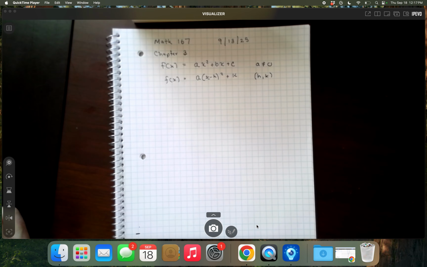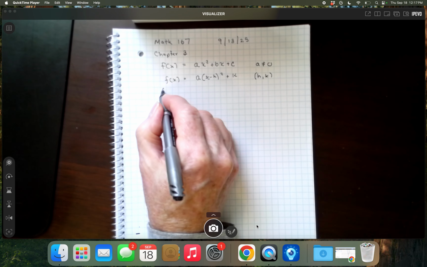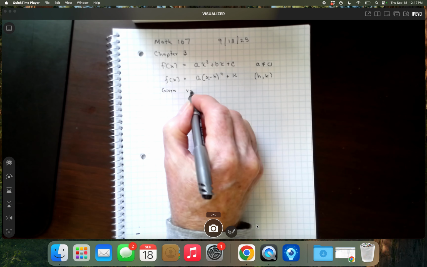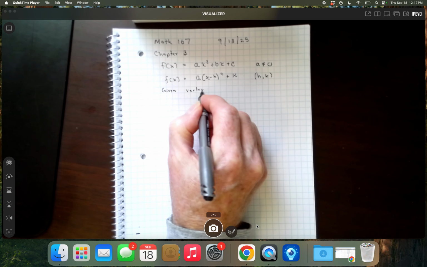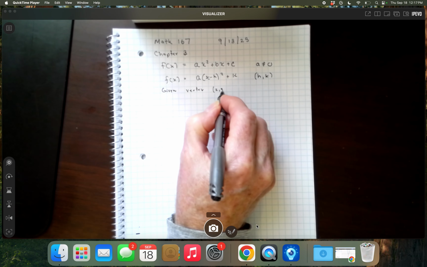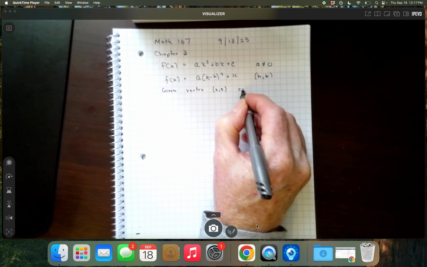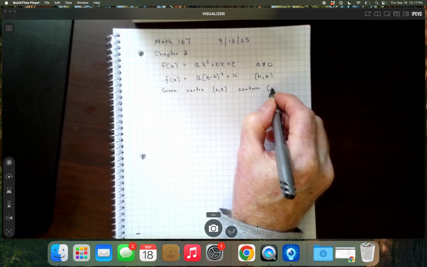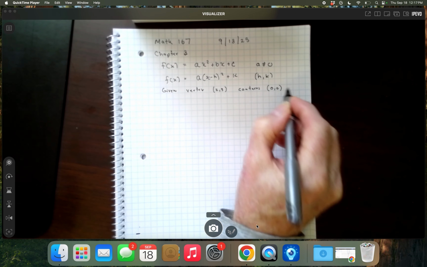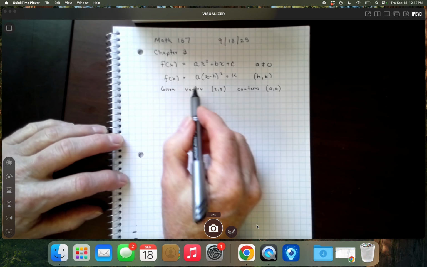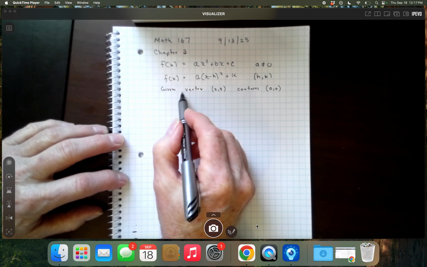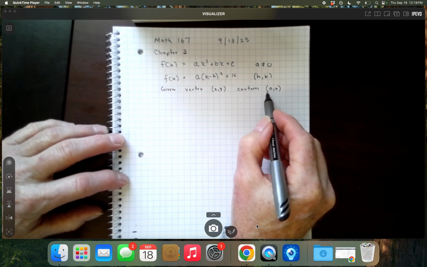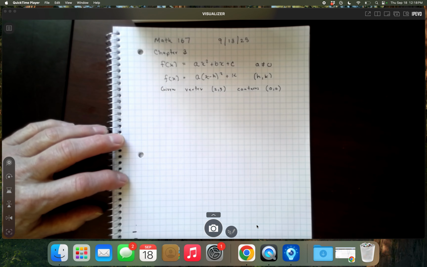I'd like to begin with this example. Given for some quadratic function that the vertex is at, let's put the vertex at 2, 3, and it contains the point, well, contains the origin. So the function goes through the origin. So what we want to do is, hey, suppose I have a quadratic function where the vertex is at 2, 3, it passes through the origin, find the function.